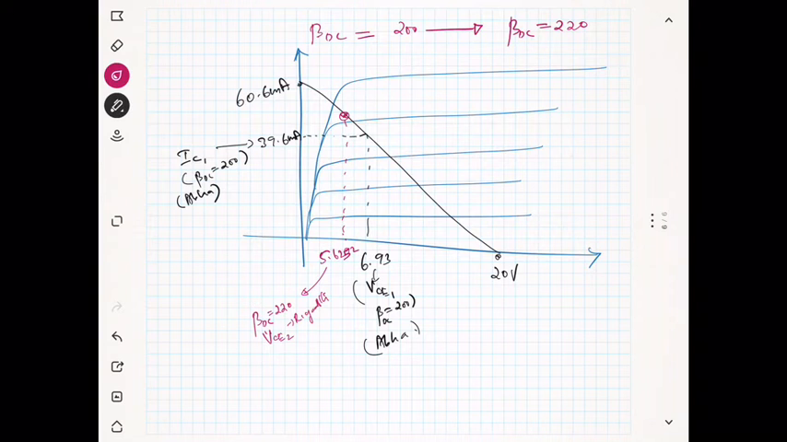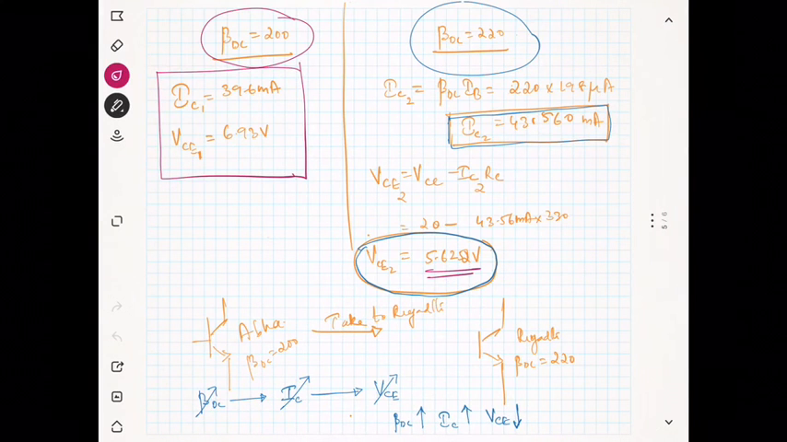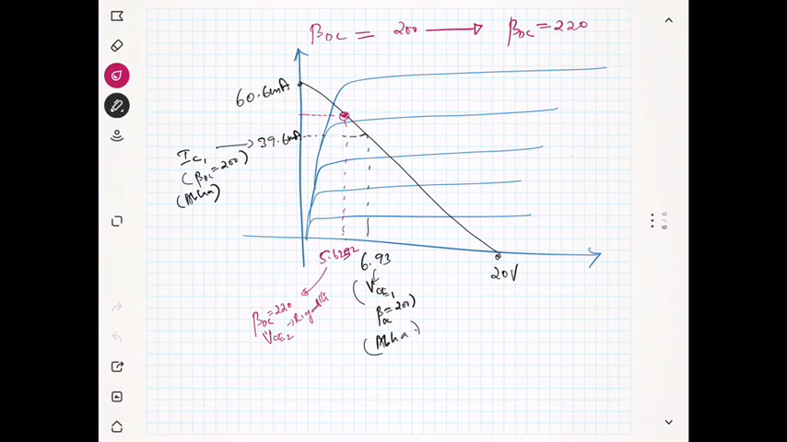Now you can see what happens to our IC. The IC also has increased. IC becomes 43.560, and this is IC2 in Riyadh. So this is what is happening. You can see that the transistor has moved more toward the saturation region.